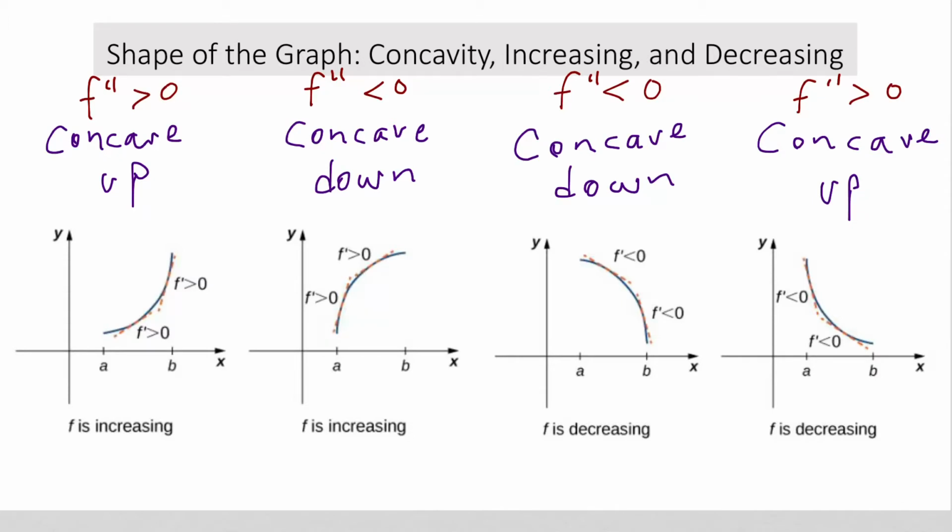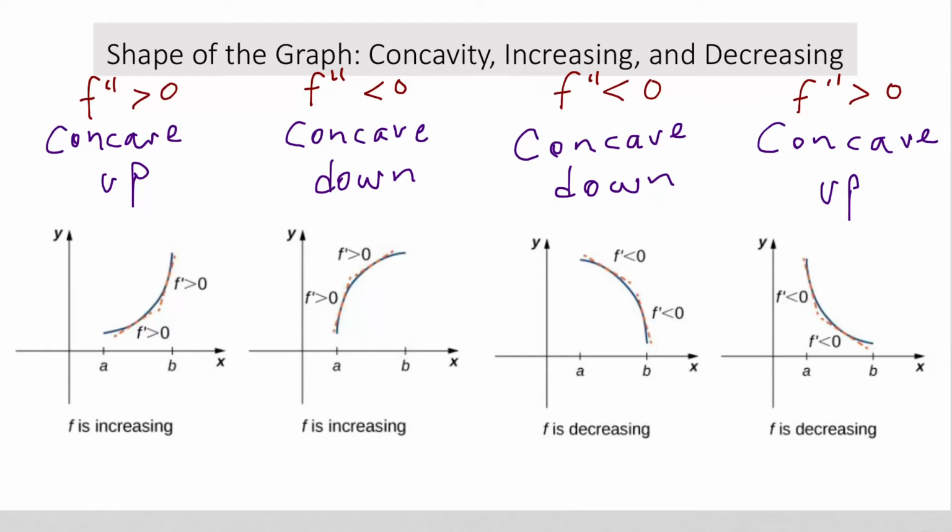So if you have a smile, a positive second derivative, you're concave up. So here's 2 instances where I've got a positive second derivative here and here, and I'm concave up. In these 2 instances here, your shape is a frown. You've got a negative second derivative, so you're concave down.